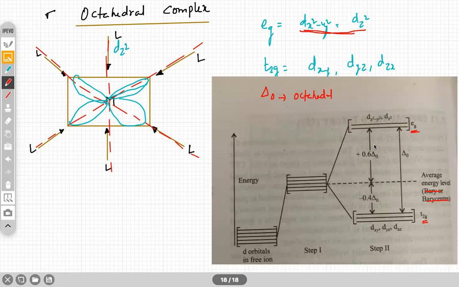And if the difference of energy is more, then the distribution of electrons does not follow Hund's rule. Right? We'll have 1, 2, 3, 4, 5, 6, 7, 8, 9, 10, like that. If the ligand is strong, the energy gap is high. If the energy gap is less, then the distribution of electrons follows Hund's rule. In that case, it will be 1, 2, 3, 4, 5, 6, 7, 8, 9, 10, like that. Okay? So this is the distribution of electrons. First thing is that, right?